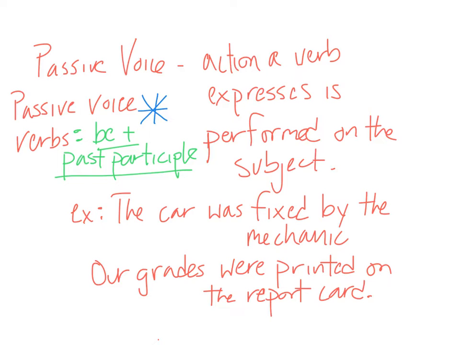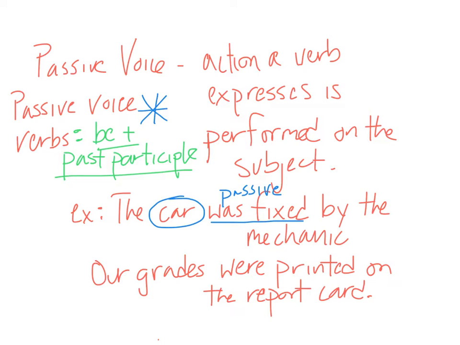So let's take a look at the first sentence. The car was fixed by the mechanic. The verb here is was fixed. Okay, and the subject is who or what was fixed? Car. Okay, the car can't fix itself. All right, we have a form of be and a past participle. This is going to be passive.